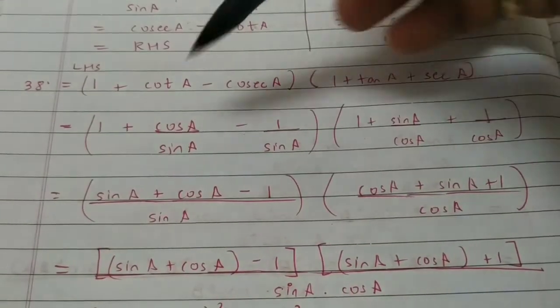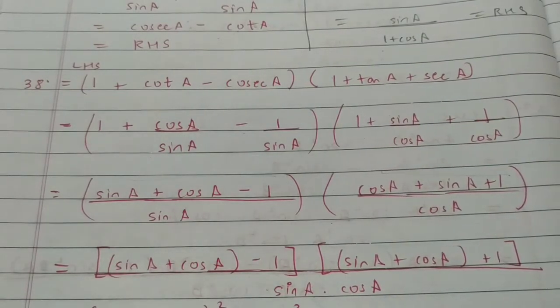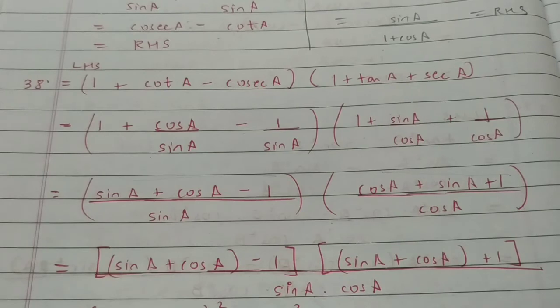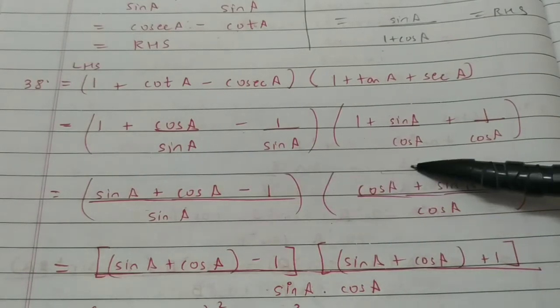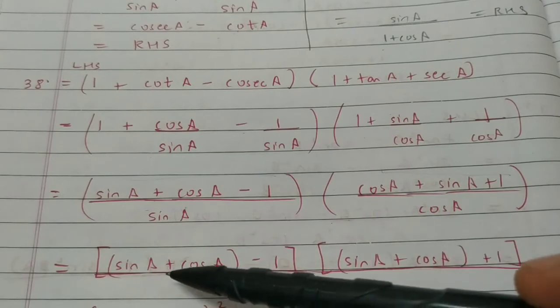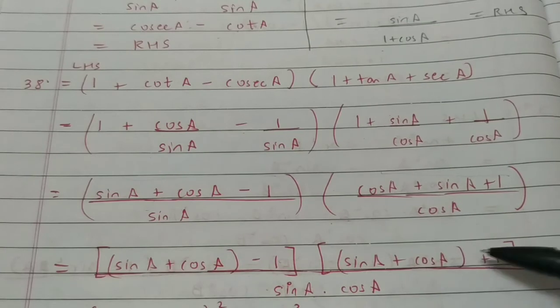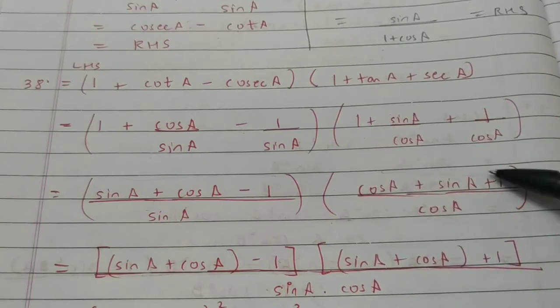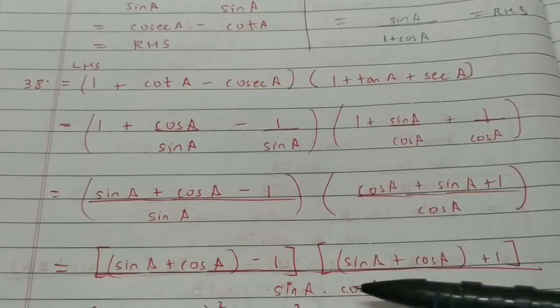Now multiplying a bracket of 3 terms with another bracket of 3 terms will be quite difficult if you try to open the brackets, but still try it out. Let's see what you get. Now I'm going to show you a manipulation to make the sum easy. You can see that sine a plus cos a is the same in both the brackets. So how about we use this as a minus b, a plus b, where b is 1 in both the brackets. The denominator is simply sine a into cos a.